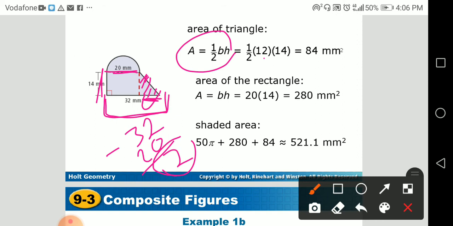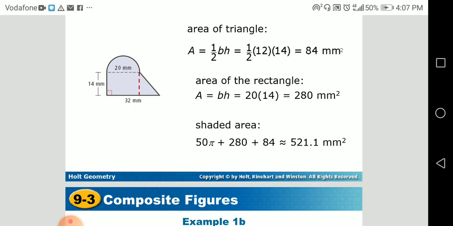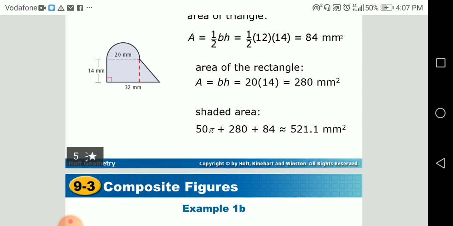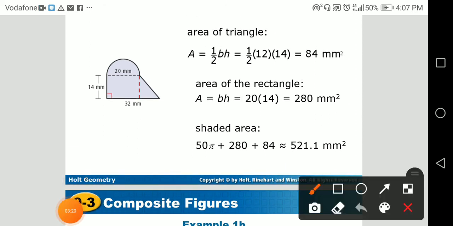Why, Miss Dina, is this our height? Because this side is the same as, open your eyes, it's very interesting, it's like a puzzle. You have 14 here, so this must be 14. And this is the height of the triangle, because it's a right angle triangle, and the altitude of the right angle triangle is this one. Yes, it's the height.